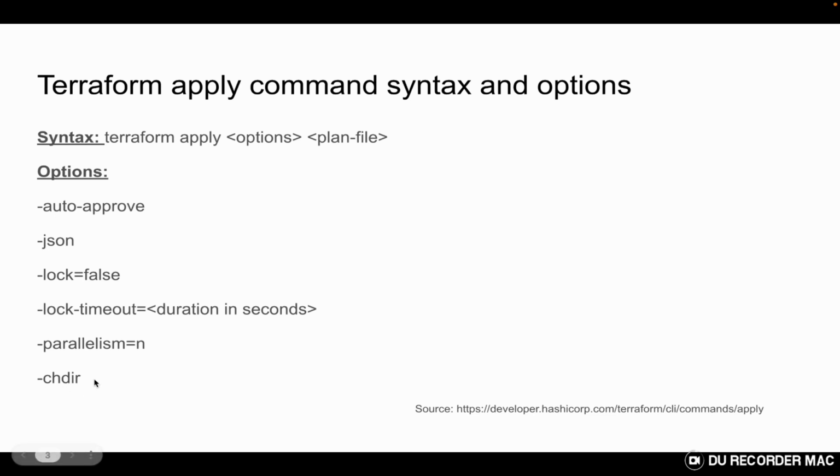And then we have chdir, which is to instruct the apply command to look for the configuration files, and also the changes to be applied on the state file, in a different directory, not the current directory. So it should use the different directory which is mentioned with this option as a working directory and not the current directory. So let's move to Visual Studio Code to see how all these options work.